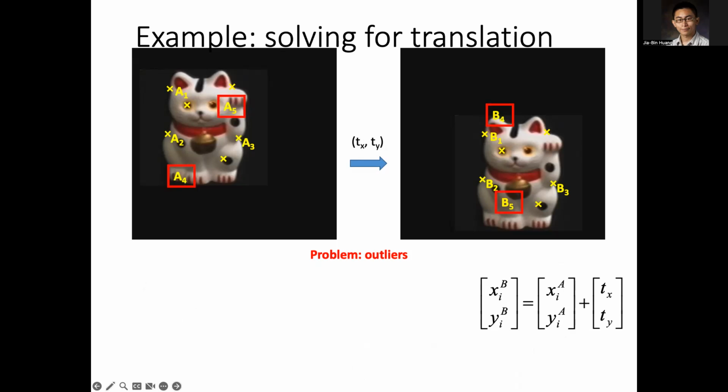Okay, so now another setting. Let's say I have some correspondences. Some correspondences are correct, but some are not correct. I have some outliers. How should I do this? How do I do this?